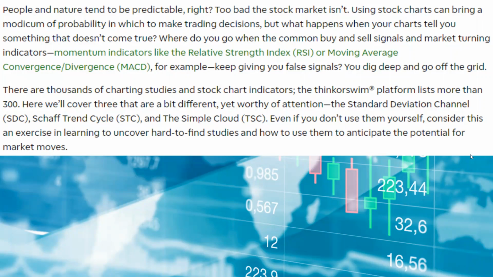Where do you go when the common buy and sell signals and market turning indicators, which are momentum indicators like the relative strength index, the RSI, or the moving average convergence divergence, MACD, for example, keep giving you false signals? You dig deep and go off the grid. These are two that I use in most of my YouTube videos, so we're not actually going to cover those. We're going to cover a couple of different ones.